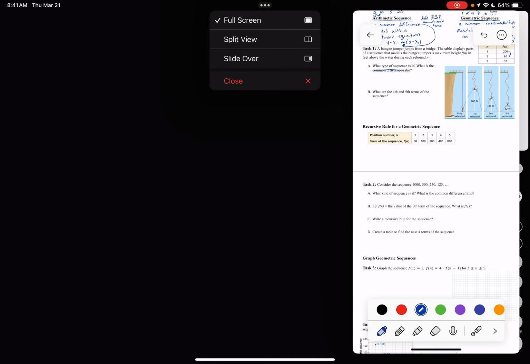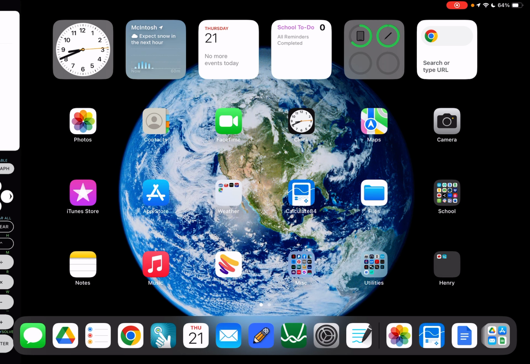Ooh. Split view. Oh, maybe not. Sorry, guys, I don't know what's going on.